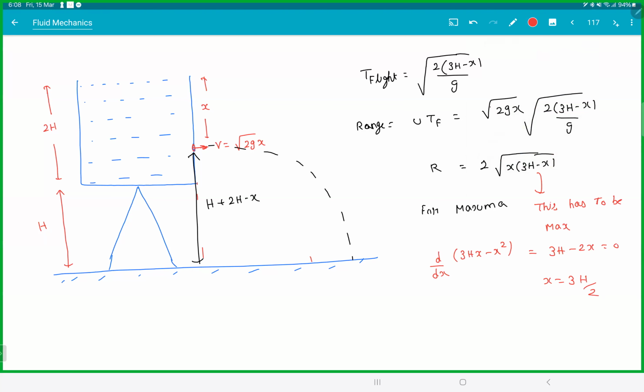Got this? So when you make the hole exactly at the center of the total height, you get the maximum range. If you make the hole at a depth of 3h by 2 from the top, you get the maximum range. It's kinematics and fluid mechanics. So what is the maximum range? You can substitute the value there. Range max will be 2 into 3h by 2, so that is 3h. That's your maximum range. All got this?